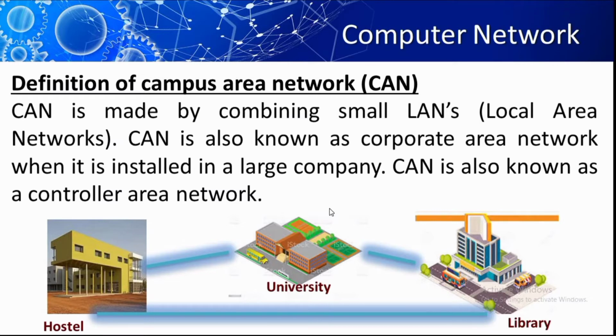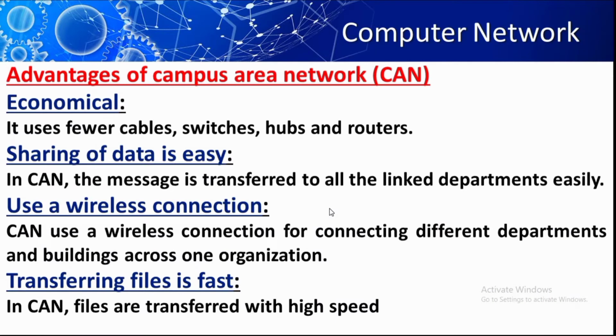Now we'll discuss some advantages of campus area network. CAN is economical as it uses fewer cables, switches, hubs and routers. We can easily transfer data, messages between the departments if they are connected to each other. CAN uses wireless connection to connect between different departments or buildings.